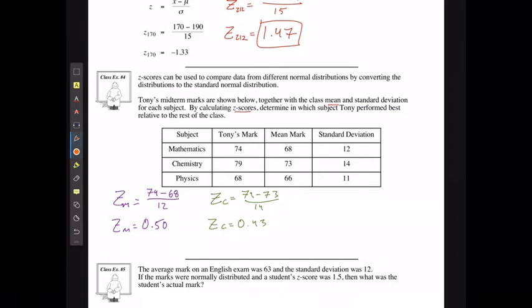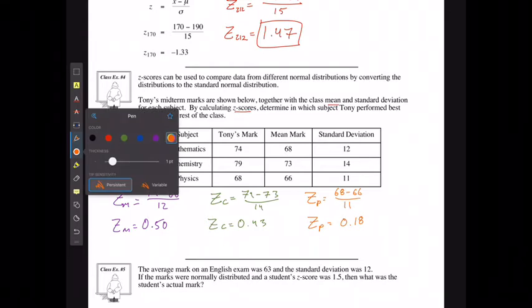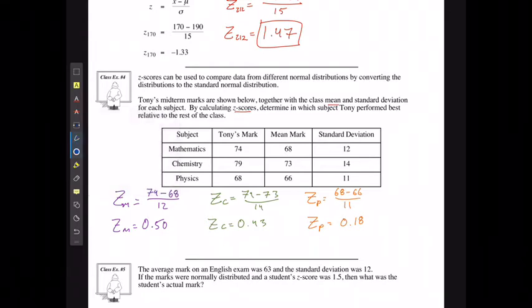And lastly, in physics, he had a 68, class average was 66, and standard deviation was 11. In this case, he was 0.18 standard deviations above the class average. So, which did he perform best at?